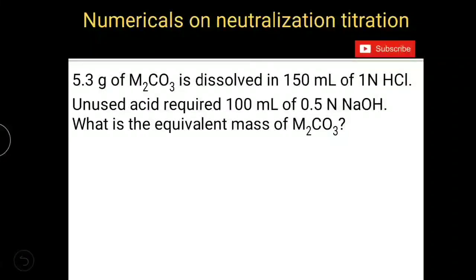Let us solve one more question. 5.3 grams of M2CO3 is dissolved in 150 ml of 1 normal HCl. Unused acid required 100 ml of 0.5 normal NaOH. What is the equivalent mass of M2CO3? In this, an acidic solution is given. To that acidic solution, a carbonate is added. But the neutralization reaction is not completed because some unused acid is left.